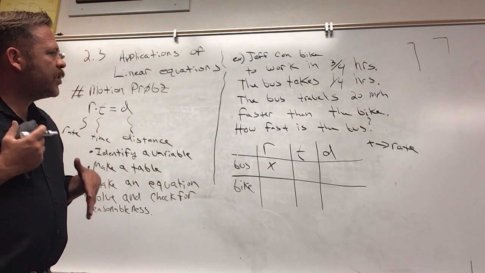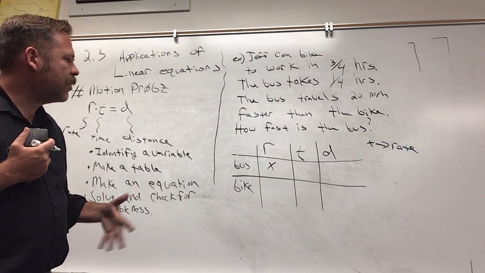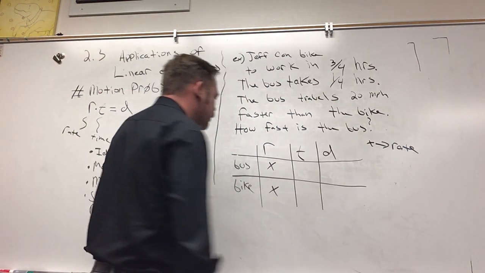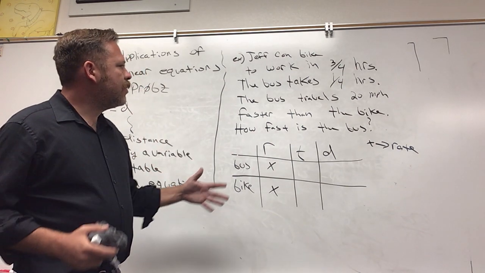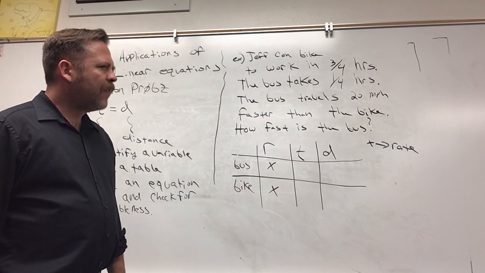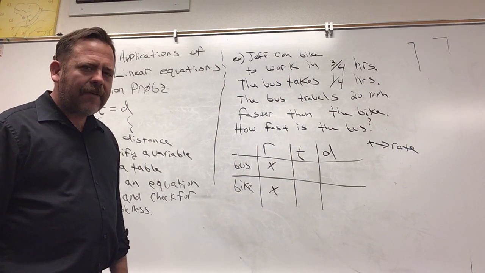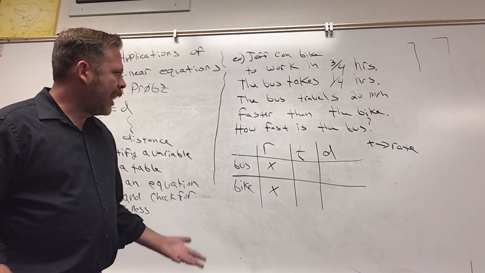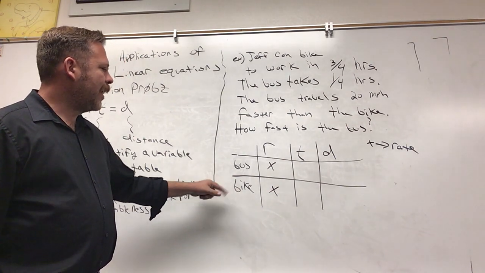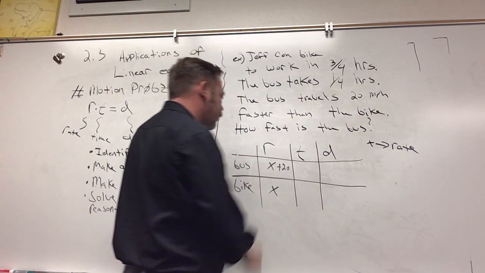Now, other information that we know of the problem is that the bus travels 20 miles per hour faster than the bike, okay? So if I call this x, what would I do? Think of our word bank. What do you think 20 miles per hour faster than means mathematically, an operation, right? I think it's add. We're gonna add 20. And which one should I add 20 to? Which one's faster, the bus or the bike? The bus, right? So we're gonna add 20 to the bus's rate, okay?